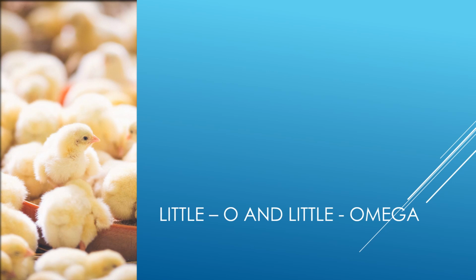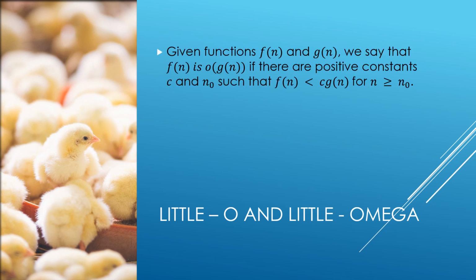Little o and little omega. Given functions f(n) and g(n), we say that f(n) is little o of g(n) if there are positive constants c and n naught such that f(n) is less than c·g(n) for n greater than or equal to n naught. If you remember the definition of big O, there is a less than or equal to sign, but here there is only a less than sign. This is the difference between big O and little o.